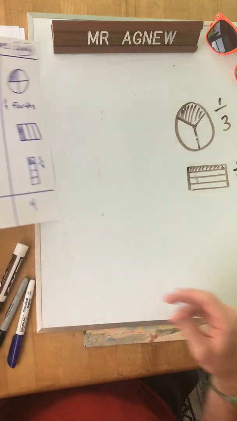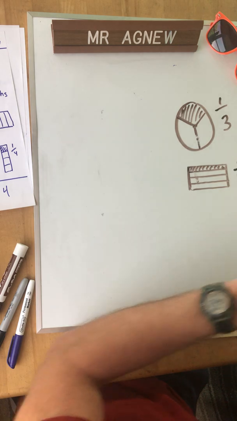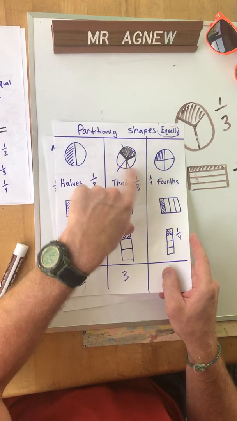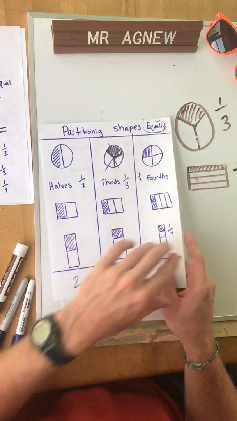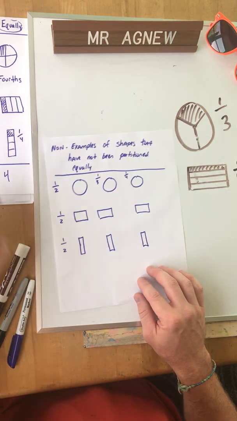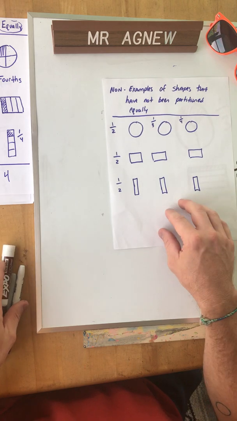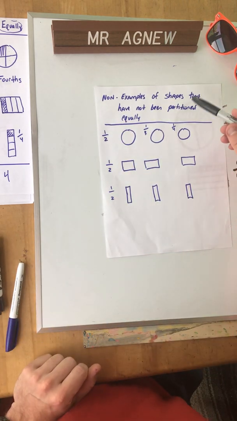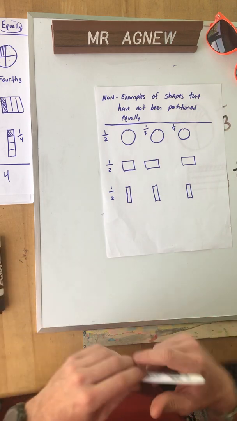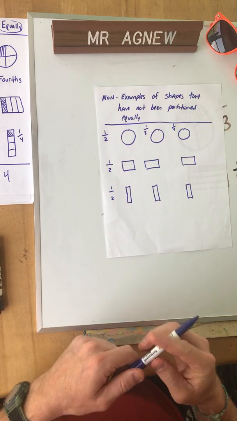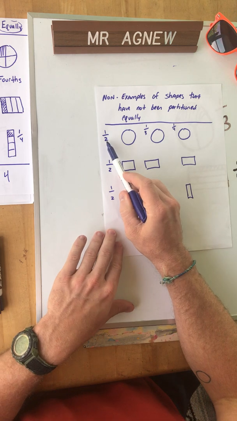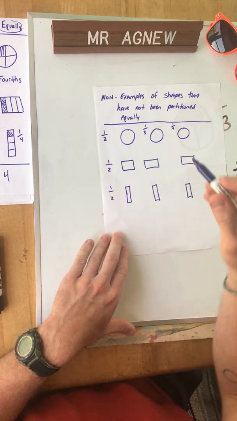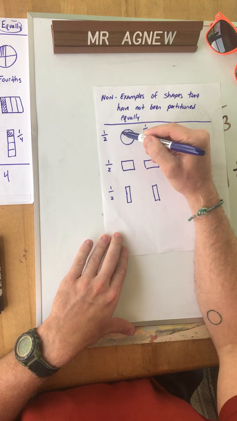Now I'm going to give you some non-examples. Some that don't work. Remember when I made my circle the first time? It didn't quite work out and I had to do it over here correctly. I'm going to show you what non-examples look like. Non-examples of shapes that have not been partitioned equally. So I'm going to divide this into 2 parts, but I'm going to show you how this is a non-example. This is not correct. I'll show you why.